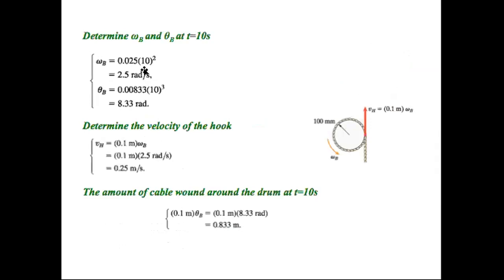Okay, now again we draw this one. The velocity of the hook is equal to the velocity of the gear at 0.1. So we find the velocity of the hook. The velocity of the hook is 0.25 meters per second. Now, the amount of cable wound around the drum at time 10 seconds is the product of theta B and the radius of the drum, that is equal to the vertical distance it has risen. So the total distance it has risen is 0.833 meters. Thank you for watching.